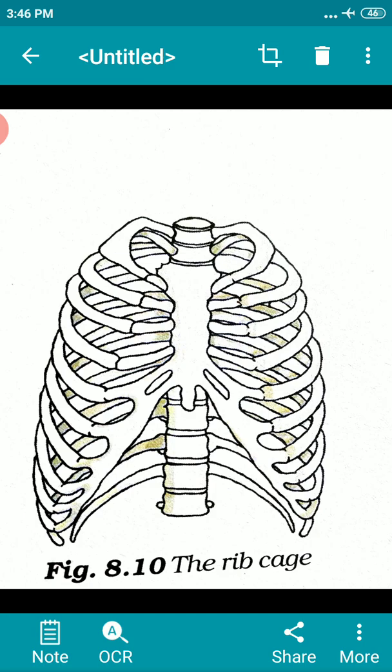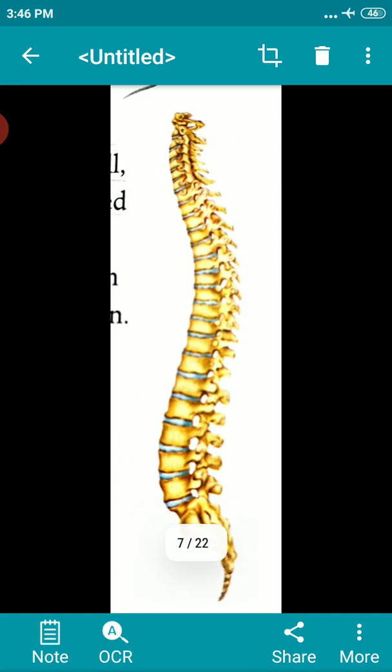So what is the function of this rib cage? The rib cage protects the lungs and heart. It helps us in the process of respiration. Now the next one is the backbone. The backbone is made up of 33 small ring-like bones which are called vertebrae. These bones together form the vertebral column. The backbone is called the vertebral column. The backbone surrounds and protects the spinal cord which runs through it.